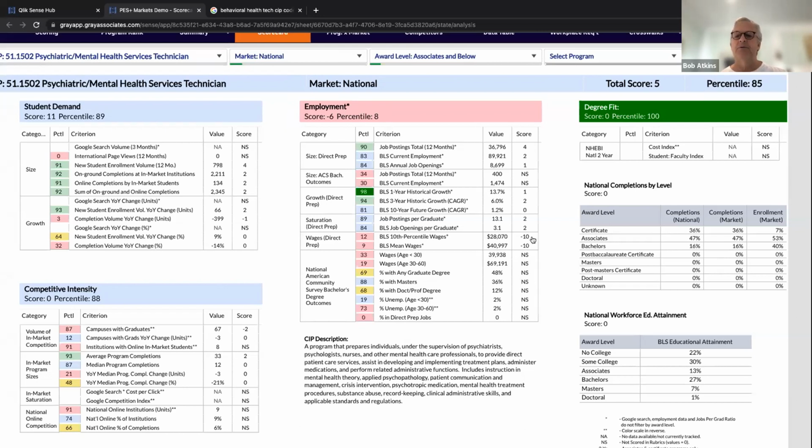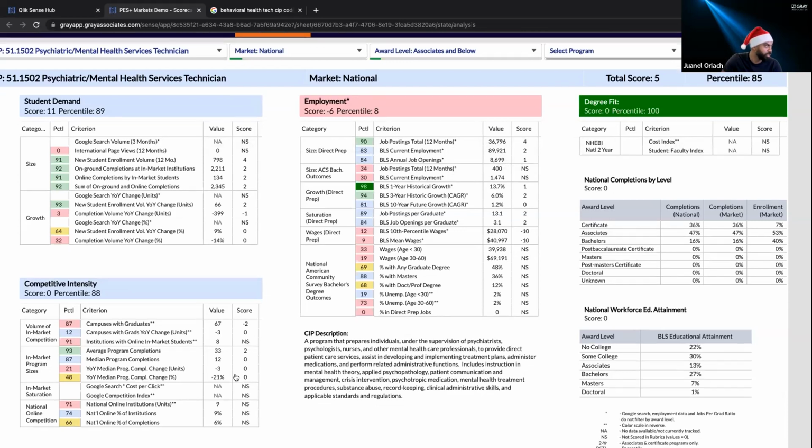There's some bright spots here though too. The 1-year growth, yep, 14%. The 3-year growth, 6%. Far away. And we're also looking at some strong job posting total numbers as well. So we are seeing a lot of job postings in the market. And we're also seeing a lot of current employment. So this is a field that does have a lot of people currently working, as reported to BLS, with 89,000 folks working in this field, or 90,000 here, an 83rd percentile value.